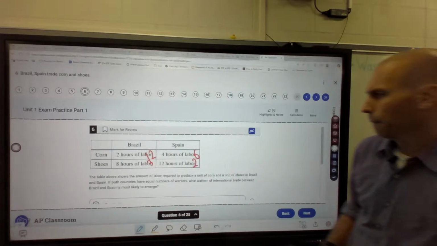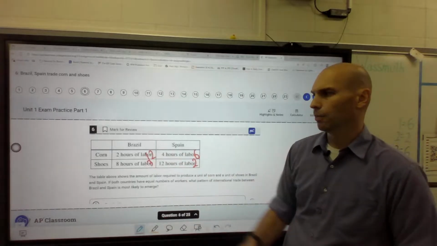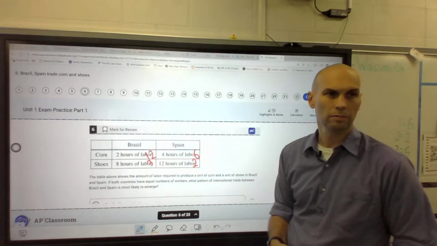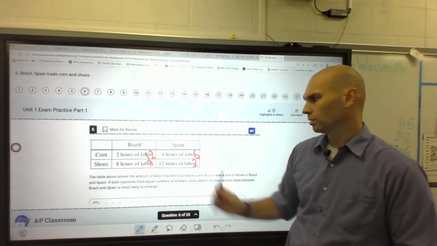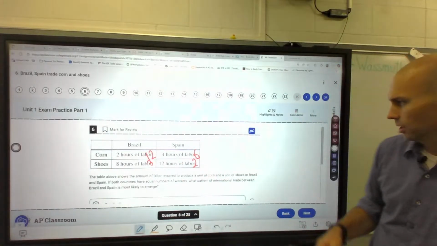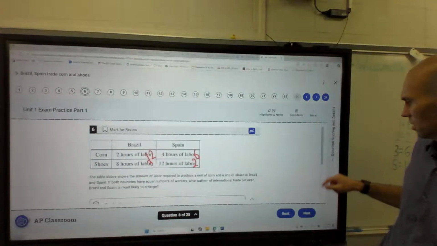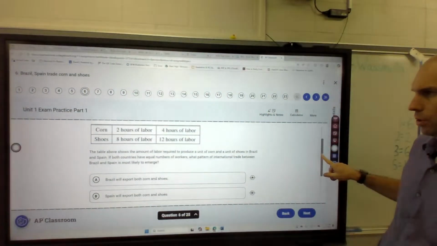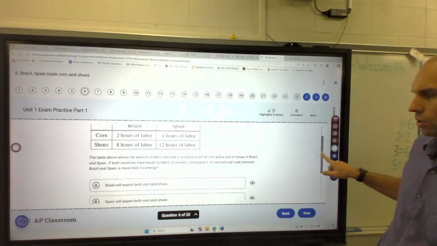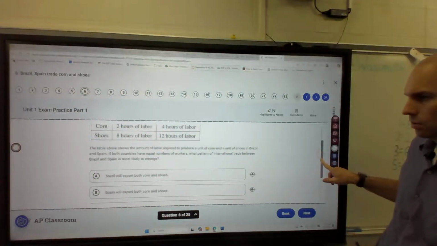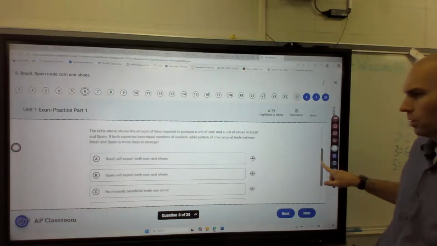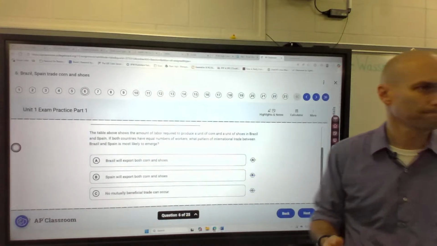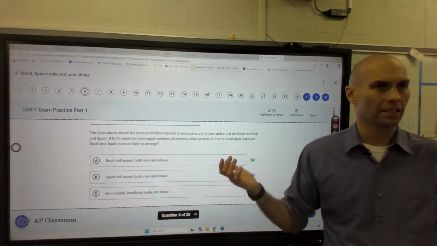Well, here's the thing. Brazil has a comparative advantage in both, but which one is Brazil the best at? Shoes or corn? Corn. Brazil's going to make corn, trade with Spain for shoes. So whatever that answer is, Brazil will export both. No, Brazil will export corn. Spain will export both. No, mutually. Brazil will export corn and import shoes. There it is. Do you guys get this one?